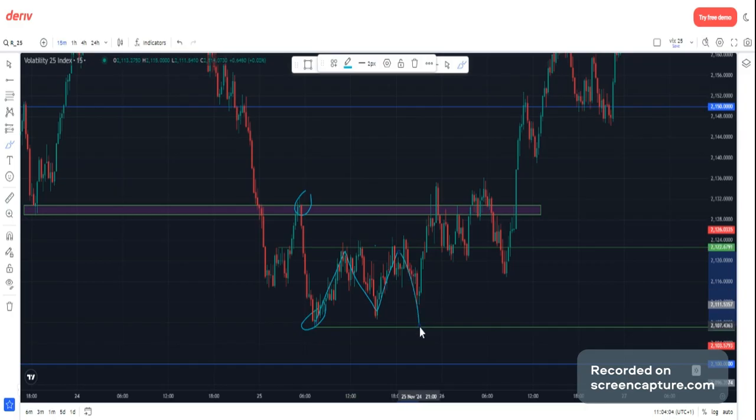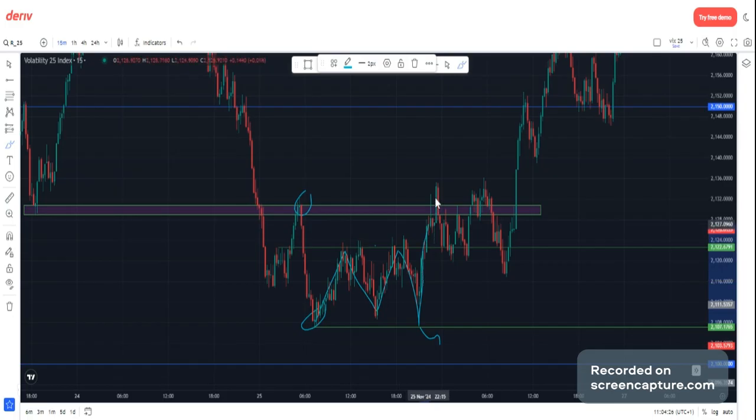What was I looking to do? I was just waiting to know whether price was going to break this low and retest. I would have entered for a sell around this place if price broke the low of the consolidation. But no, price didn't do that. Price went back up and broke the high of the consolidation.